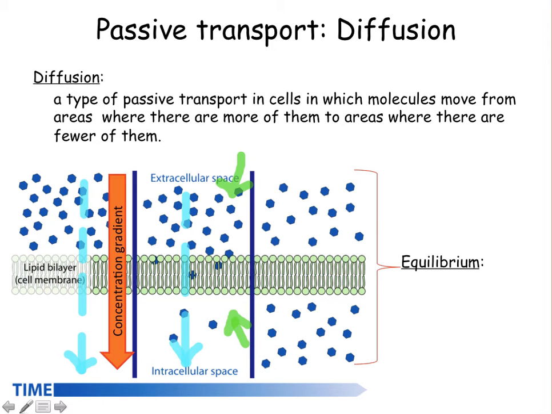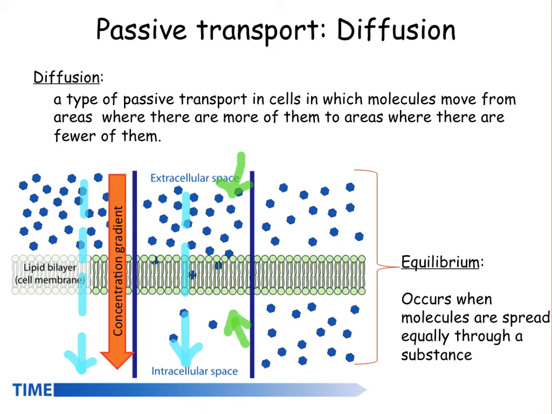Eventually, as shown in the last picture, the molecules will reach a state in which they are equally spread on either side of the membrane or equally spread throughout a substance. This state of equality is called equilibrium. When equilibrium has been reached, there is no more net transfer of molecules through the membrane.